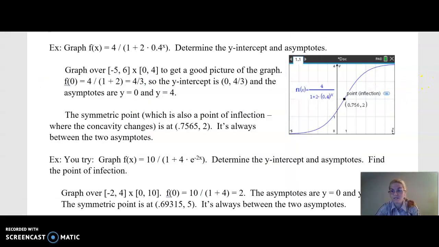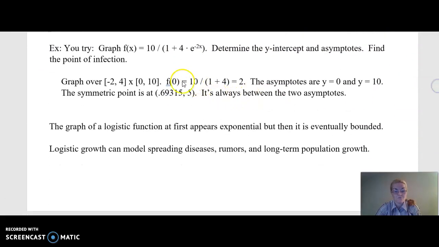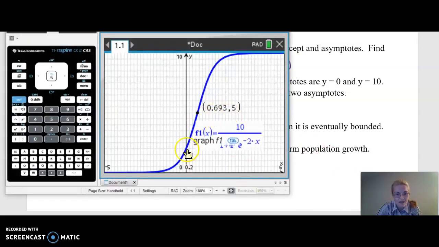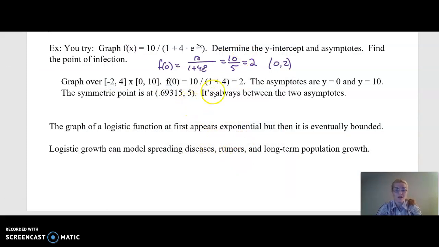So what do we see? Oh, I forgot to figure out what the y-intercept is. Well, the y-intercept we can do directly by plugging it in, right? f of 0 is going to equal 10 divided by 1 plus 4e to the 0. Well, that's just 1 plus 4, so this is 10 over 5, which is 2. So my y-intercept is going to be at (0, 2). And that sure looks like (0, 2) to me, right? This is 5. Good? All right, so your two asymptotes are 0 and 10.